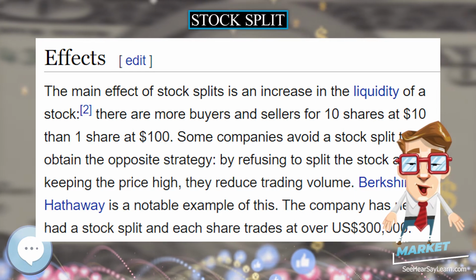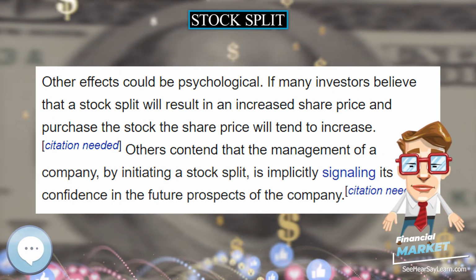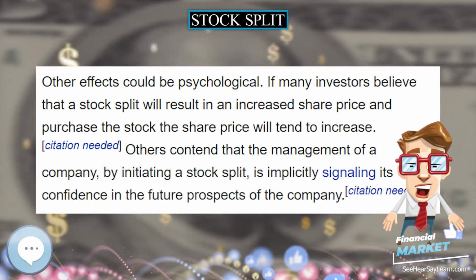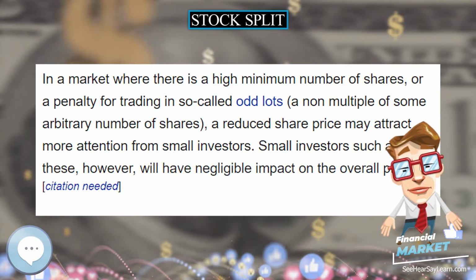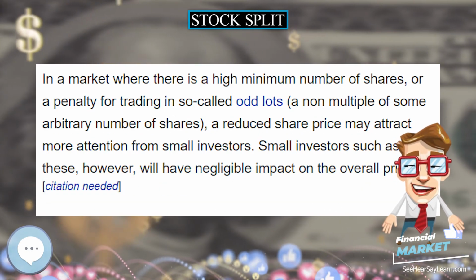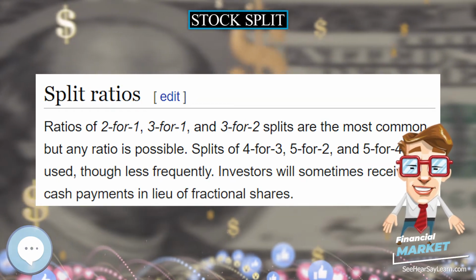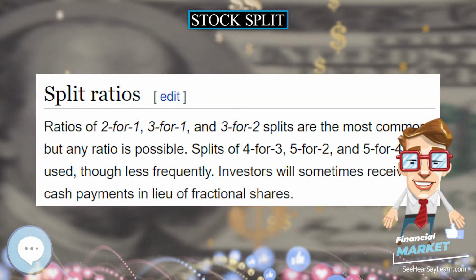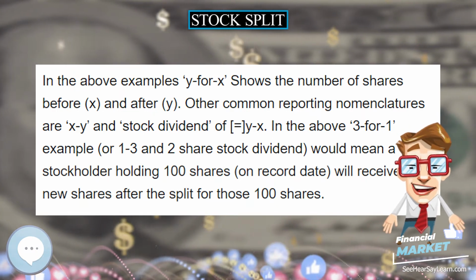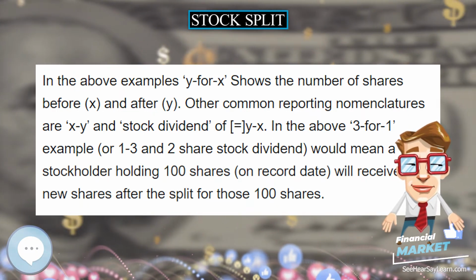In a market where there is a high minimum number of shares, or a penalty for trading in so-called odd lots, a non-multiple of some arbitrary number of shares, a reduced share price may attract more attention from small investors. Small investors such as these, however, will have negligible impact on the overall price.